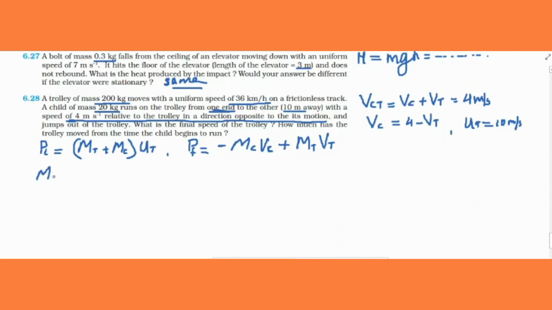So you will get (mt plus mc) into ut is equal to minus mcvc plus mtvt.